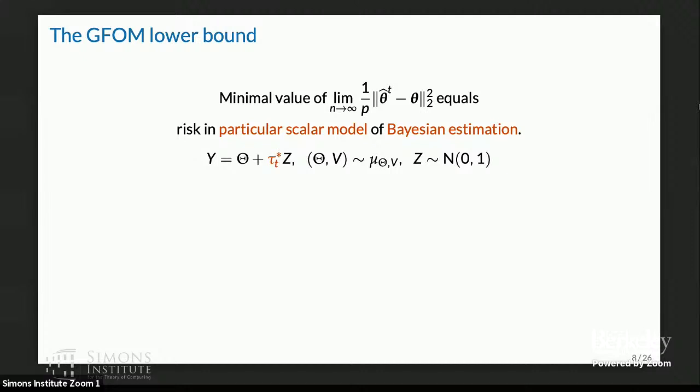It says that the limiting estimation error at fixed t is the risk in a particular scalar model of Bayesian estimation. And the particular scalar model is going to be the following. We're going to receive a single noisy Gaussian observation of a scalar random variable theta. And we're also going to observe some scalar random variable v. Theta and v are going to be generated jointly from the same prior that generated the coordinates of our high dimensional regression model.